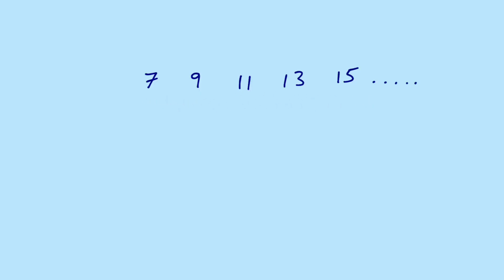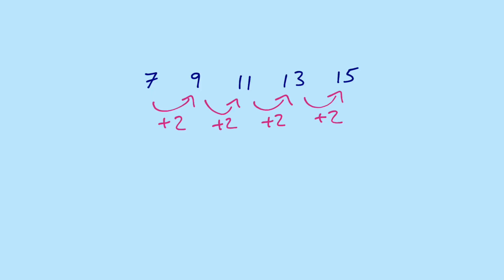Now looking at the first few terms, I can see to get from one term to the next, you add 2. So to get from one term to the next, the term to term rule would of course be add 2. Now this term to term rule is very useful and it will allow us to find the next terms in the sequence of numbers. So the next one will be 17, then 19 and so on.